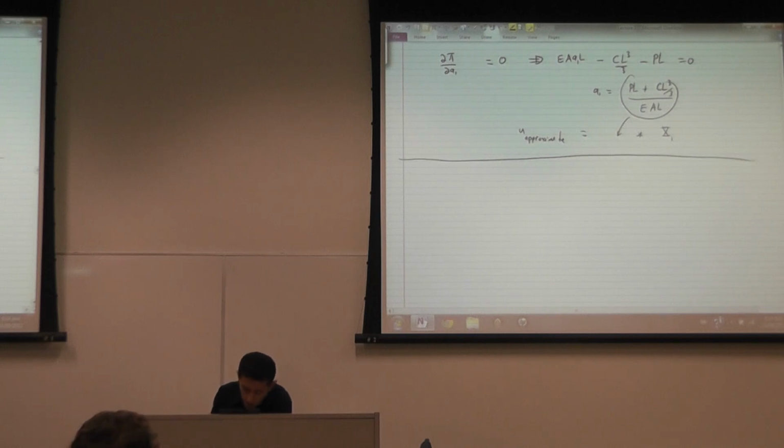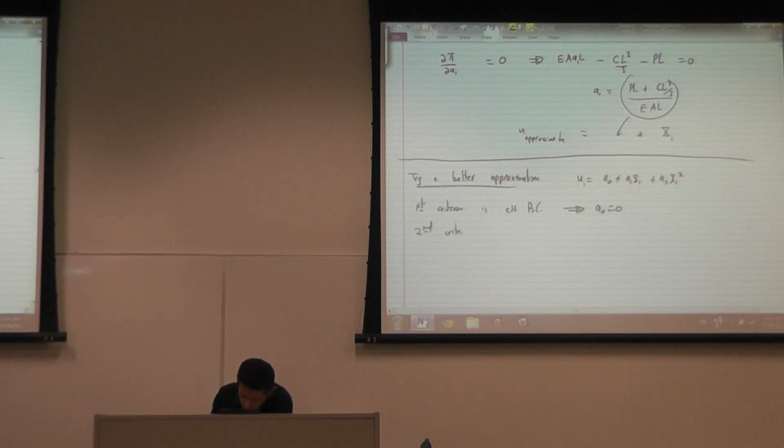A better approximation. So if you don't like this approximation, try a better approximation. The displacement is equal to a0 plus a1x1 plus a2x1 squared. First criterion is essential boundary conditions. From here, a0 will be equal to 0. Second criterion is minimize energy.